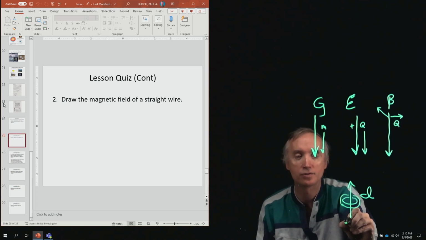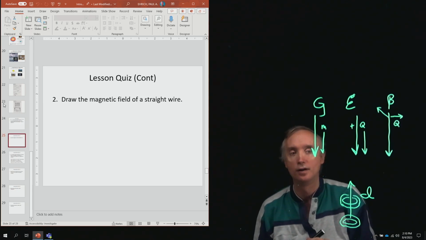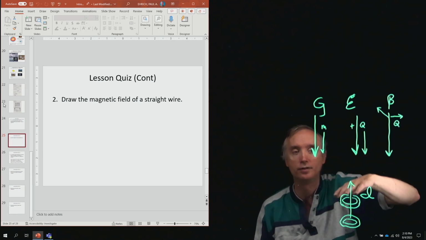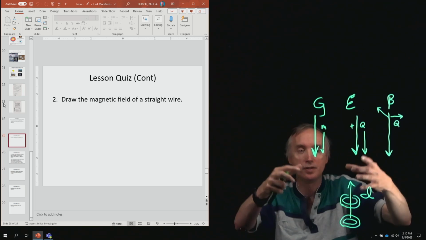So you have another circle that goes around and behind, and another circle that goes around and behind. So you have an infinite number of circles that are going around the wire, and you have an infinite number of circles within circles.